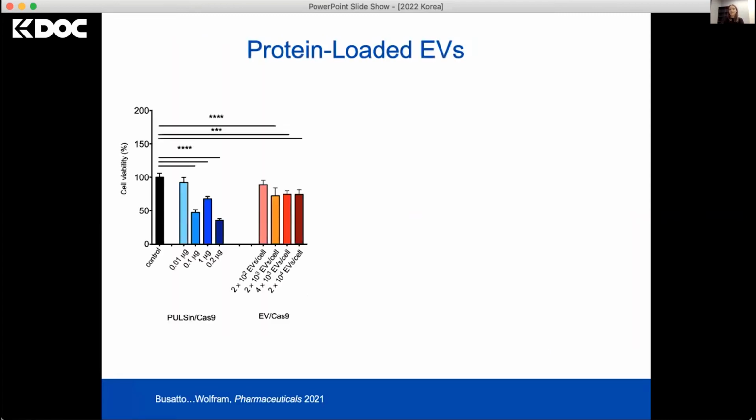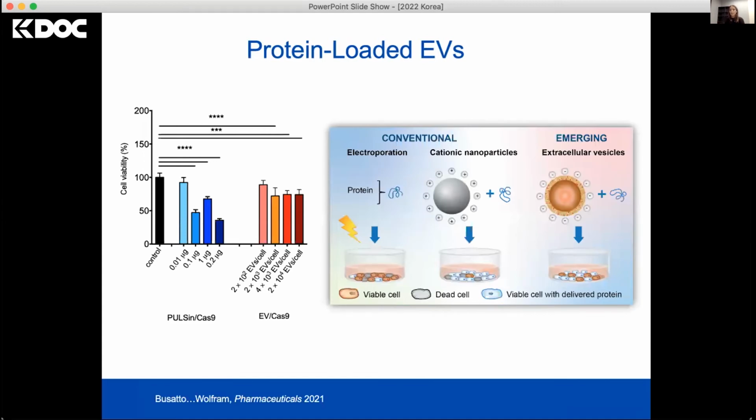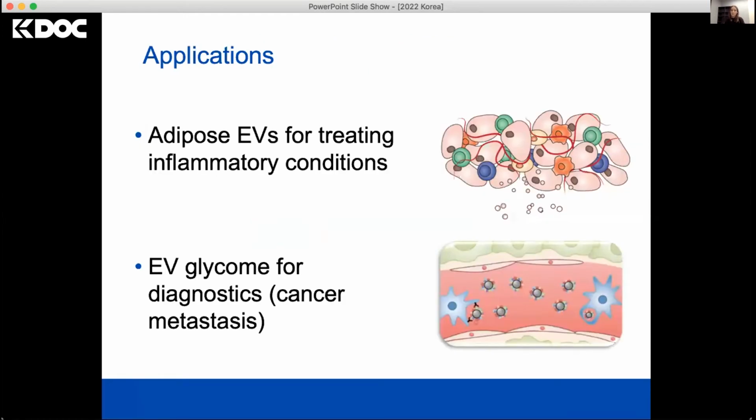When we look at the toxicity in a very simple cell viability assay, we see that with the synthetic nanoparticles, termed pulsine cationic, with Cas9, there is a reduction in cell viability. But when we had the hybrid system with the EVs, we see less cytotoxicity. So these conventional approaches such as electroporation and cationic nanoparticles can be effective, but they also cause cell death. Extracellular vesicles could be an emerging strategy to prevent cell death while still being able to deliver RNA and proteins into cells. That was a brief overview of what we've been working on on the therapeutic side.